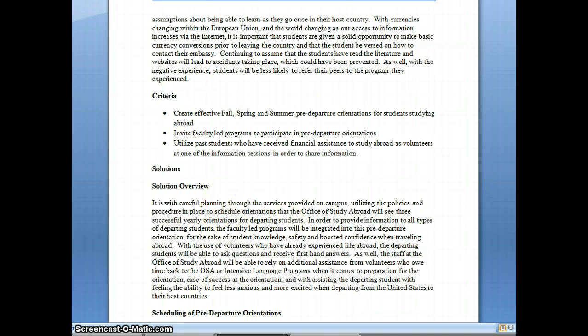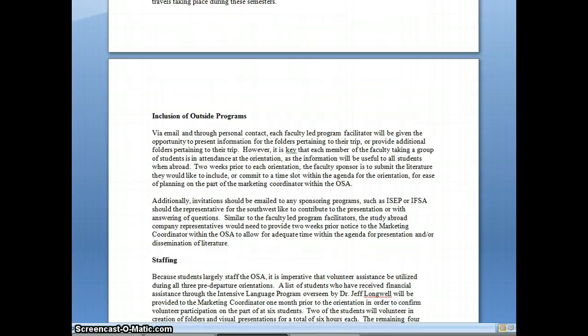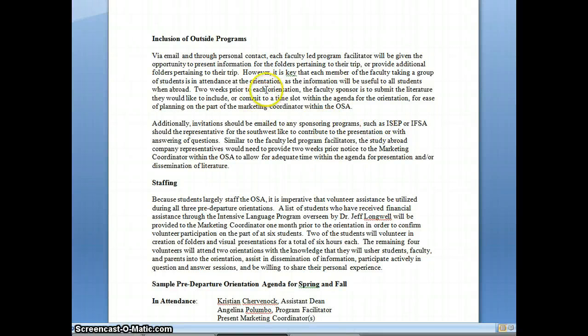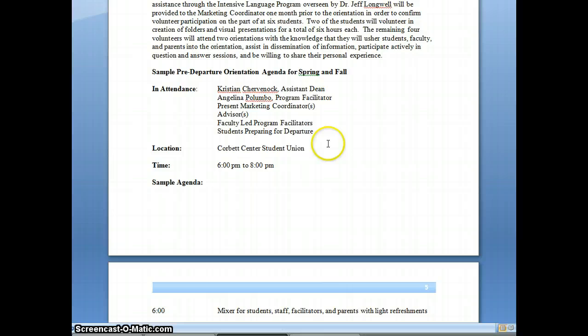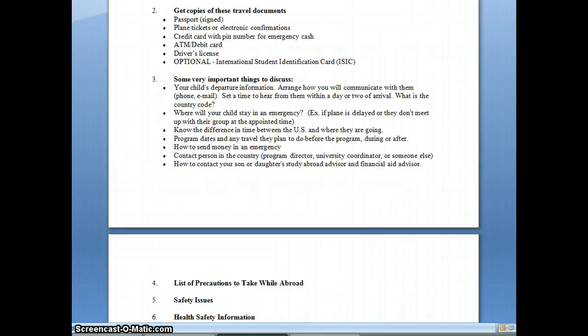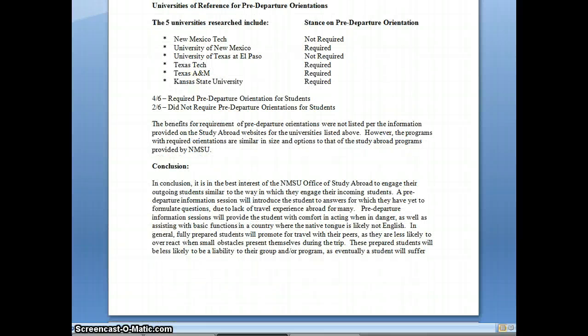She overviews her solution, and then she talks about what she's going to do. She's going to schedule pre-departure orientations, and that will include outside programs that will be brought in. She talks about how to staff the pre-departure orientations, and then she gives a sample of an agenda, a long sample showing what could happen, and then she gives references of other universities that use pre-departure orientations, and then she gives a conclusion. Now this is a good solid proposal.